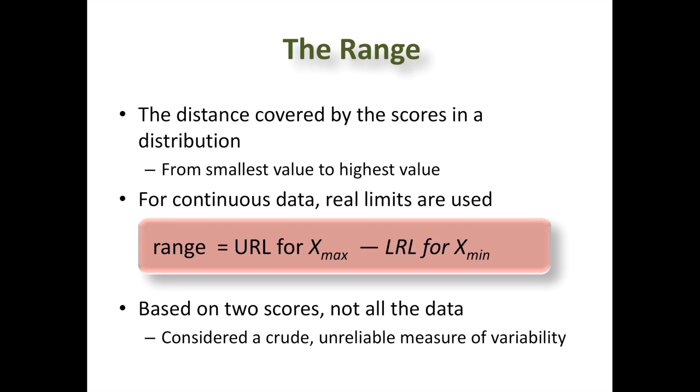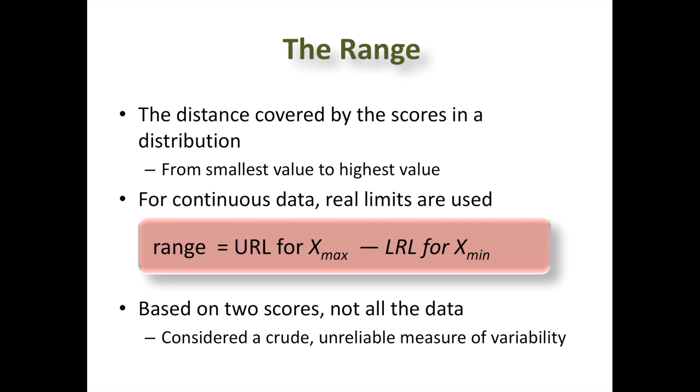The range is the distance covered by the scores in the entire distribution of scores, right? So you're going to go from the smallest score, the smallest value, all the way up to the highest value. I know we talked about upper real limit and lower real limit before, so keep that in mind when you think about range, because you want to find whatever the highest score is, so your upper real limit minus your lower real limit. That's going to give you your range. So range really is only based on 2 scores, not all the individual data or numbers collected.